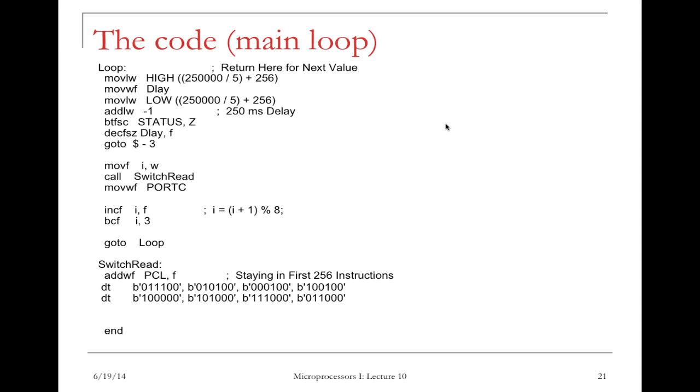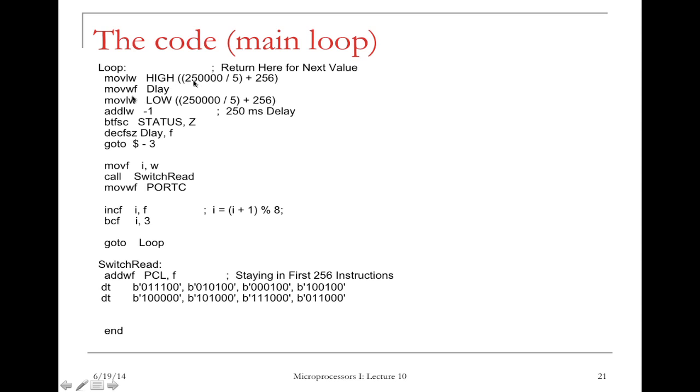So we just talked about the nitty-gritty details that we need to take care of at the beginning to set up proper port control to make sure that we use those pins as digital outputs. And then here's the main loop. At the very beginning, we set high, low to this delay variable. This first instruction, move literal W, is to put a number into the working register. And that number is generated like this.